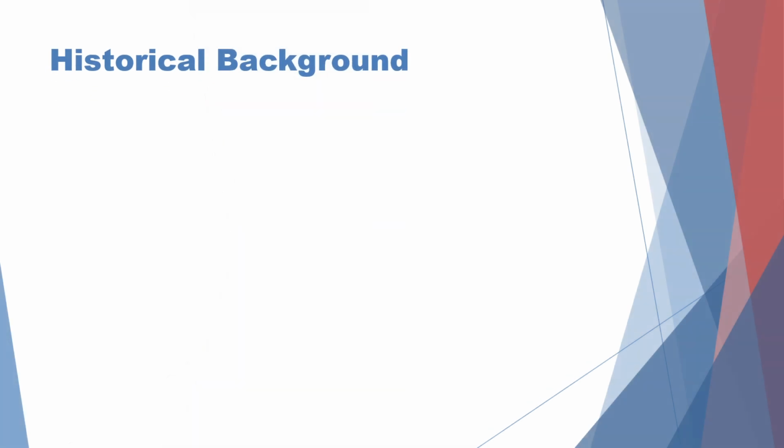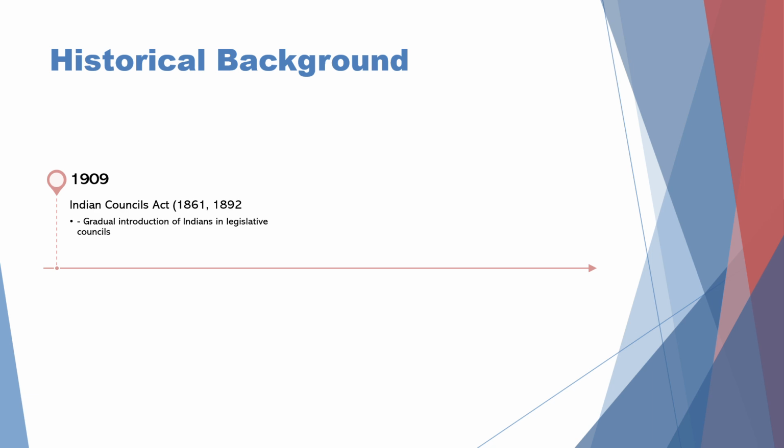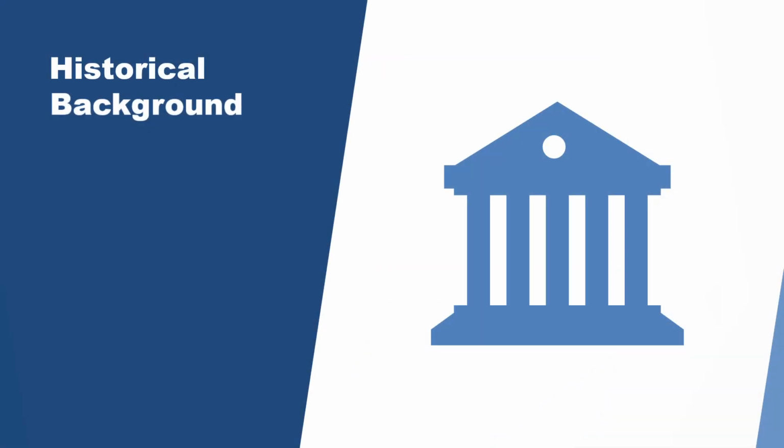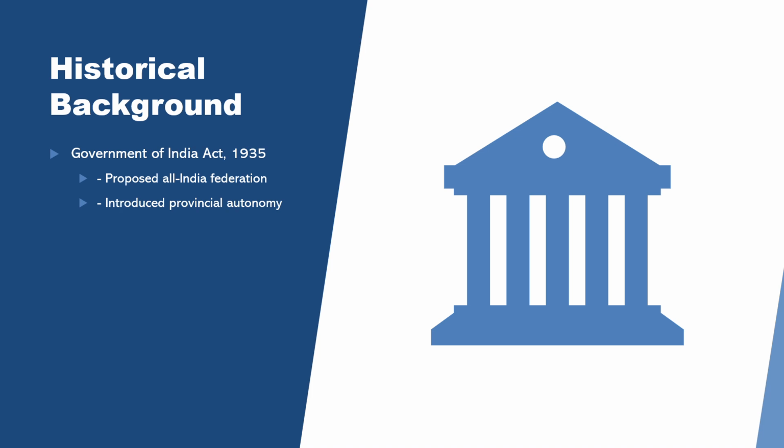Fifth one is Indian Councils Act 1861, 1892 and 1909. These acts gradually introduced Indians into the legislative councils, albeit in limited roles, marking the beginning of constitutional reforms. Sixth one is Government of India Act 1919. Also known as the Montagu-Chelmsford Reforms, this act introduced a diarchy system in provinces and expanded legislative councils. Seventh one is Government of India Act 1935. This act proposed an all-India federation and introduced provincial autonomy, significantly expanding the representation and powers of Indian legislators.